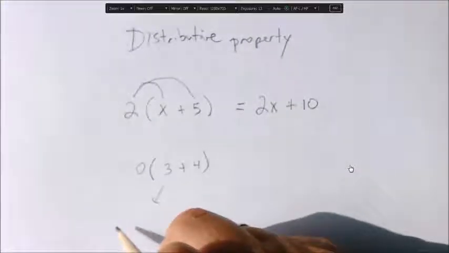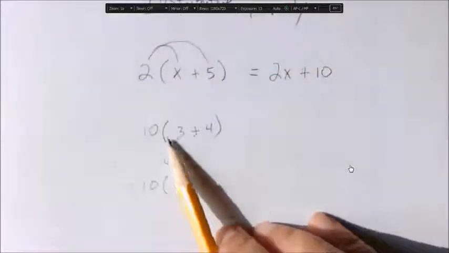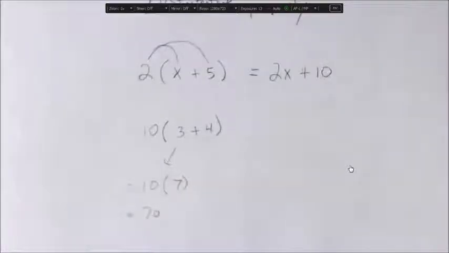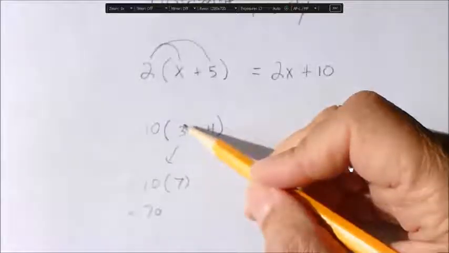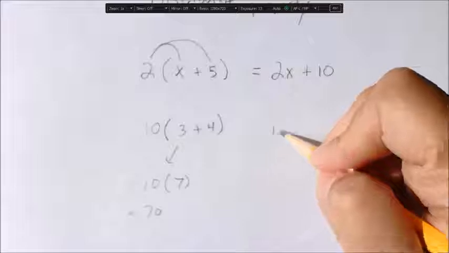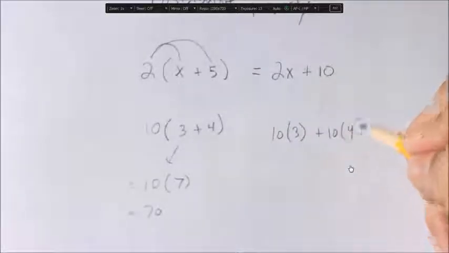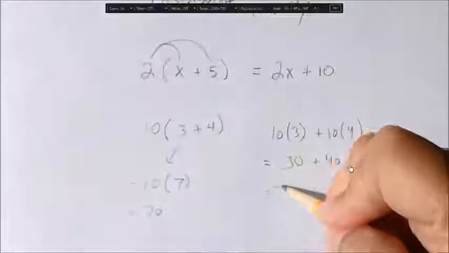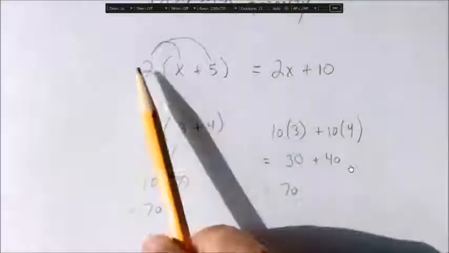Okay, this becomes 10 times. So order of operations says you got to add these up first, do the bracket first. So 10 times 7, which is 70. That's the same as doing 10 times 3 plus 10 times 4. So I can multiply the 3 by 10 and then also multiply the 4 by 10 and then add them together. So this is 30 plus 40 and that is 70. So you can see these two are equal. So this is called distributing. Okay, and you'll need to practice with that.